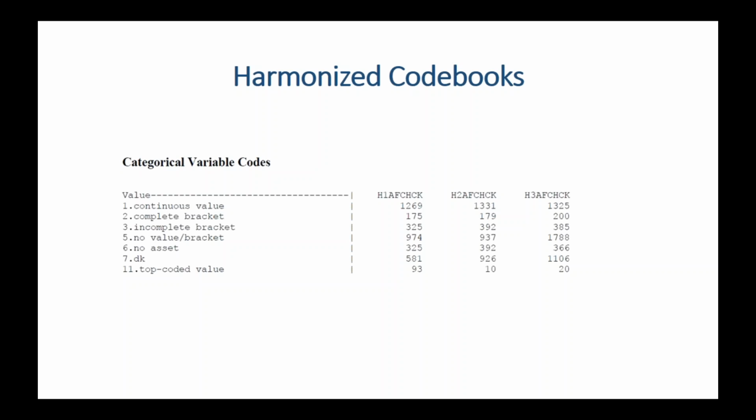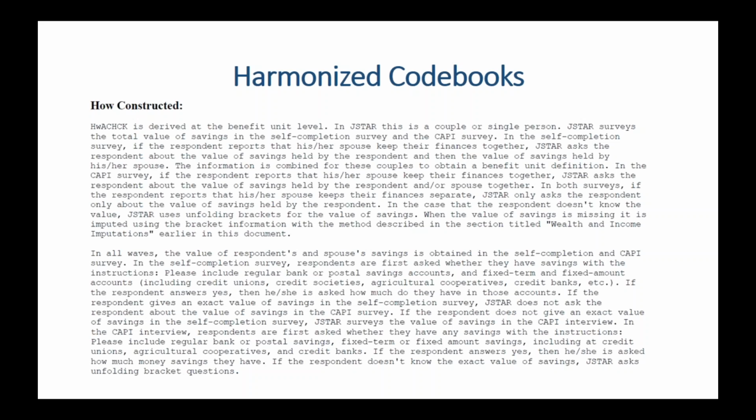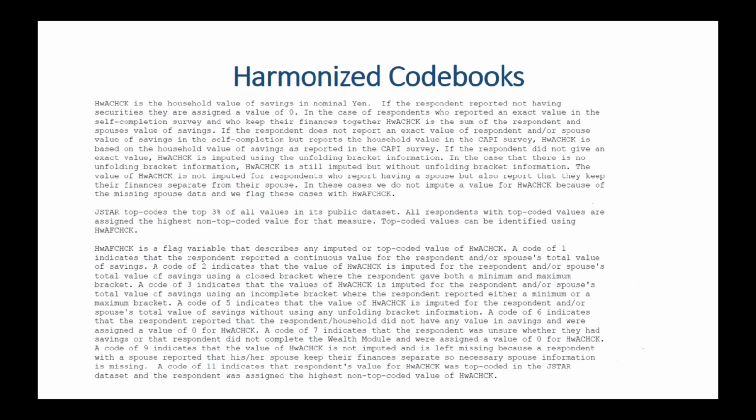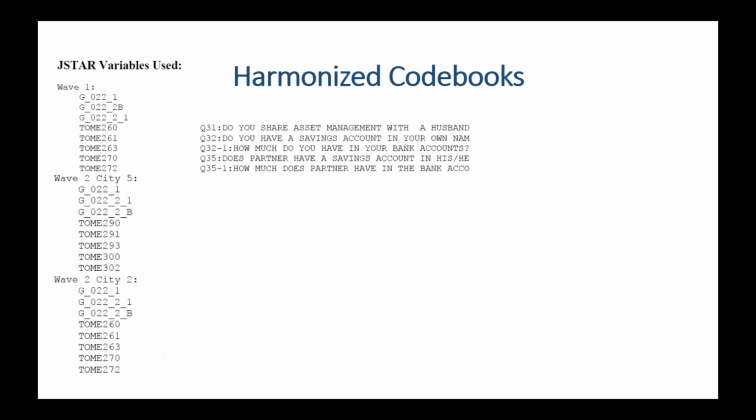And then based on how much information they provided in those brackets, if they said, I do have a savings account, I'm not sure how much is in it, we'd let you know how much information was used in the imputation process. And we also let you know if the value was top coded. JSTAR and a few other surveys top code really high values, or really low values if they're negative, in their data set as a way to protect people's identity. So it's really important to know if you're using top coded values, and we highlight those here also. We kind of flag those for you. Again, this was a much more complicated variable to create, so there's a lot more "how constructed" text. And then we list all the JSTAR variables used, of course.